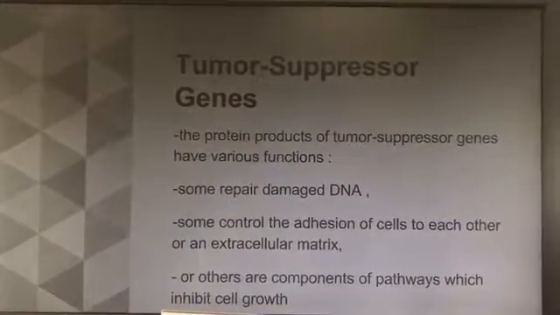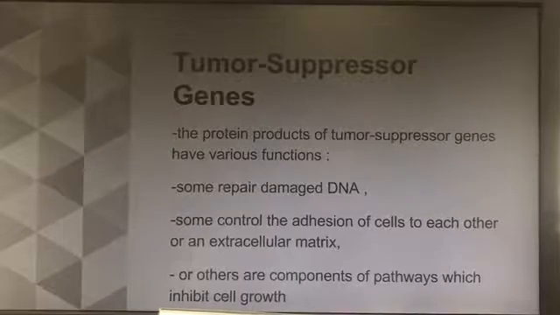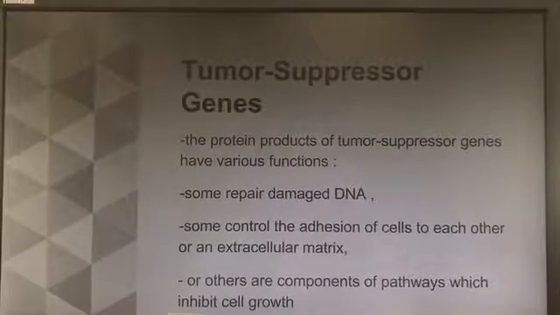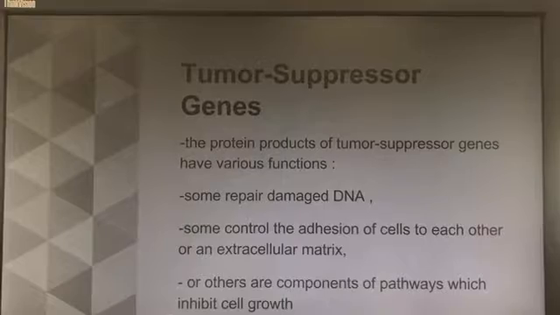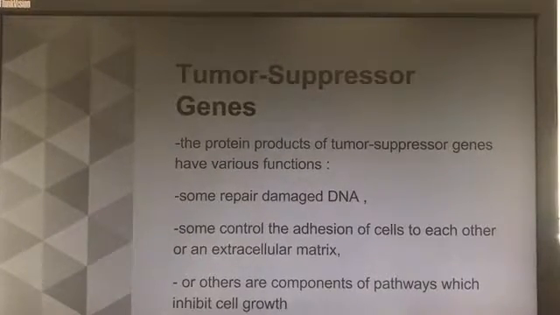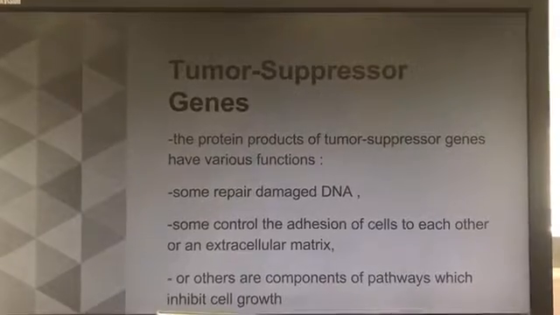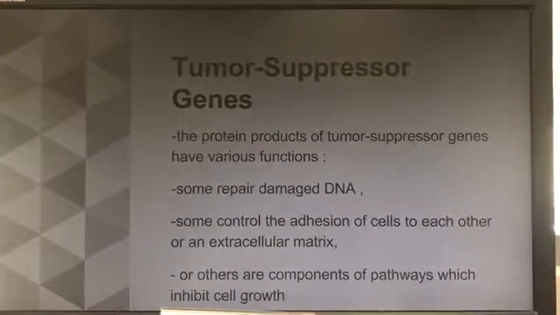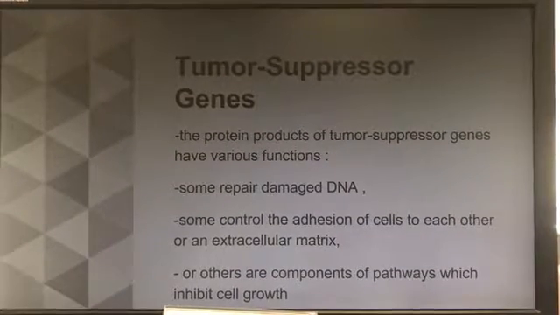So, the protein products of tumor suppressor genes all have various functions. Some repair damaged DNA. Now, this is preventing the cell from accumulating cancer-causing mutations, which would then be replicated. Others control the adhesion of cells to each other or to the extracellular matrix.